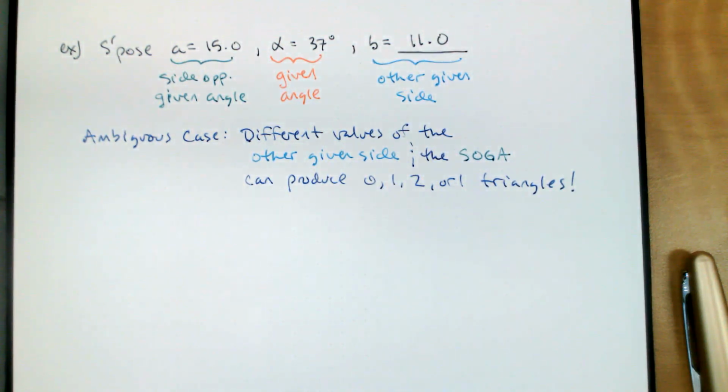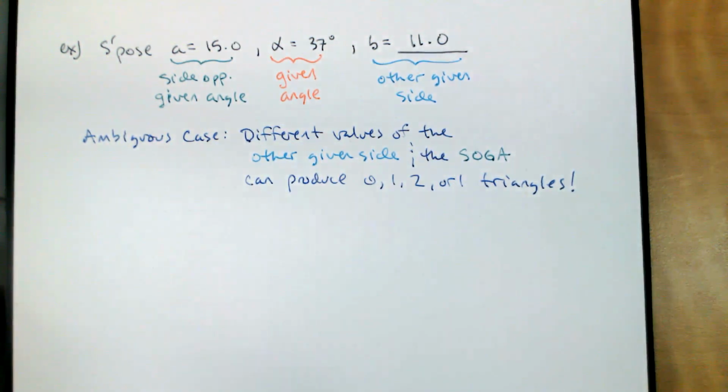All right. So what we want to notice is that we have two sides and the angle opposite one of those sides. That's when we know that we are in the ambiguous case, and there could be 0, 1, 2, or 1 triangles. We just have to know that we're in the ambiguous case. Let's talk about why this is going to produce these four possibilities.